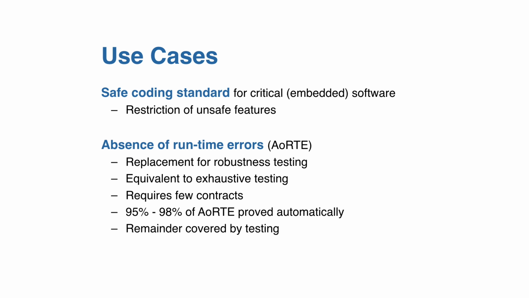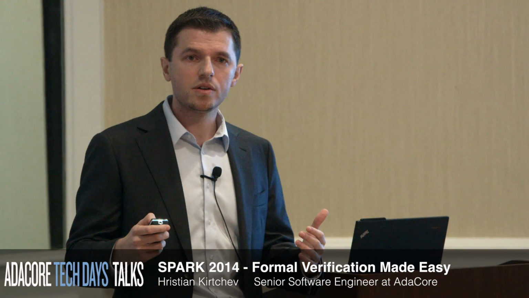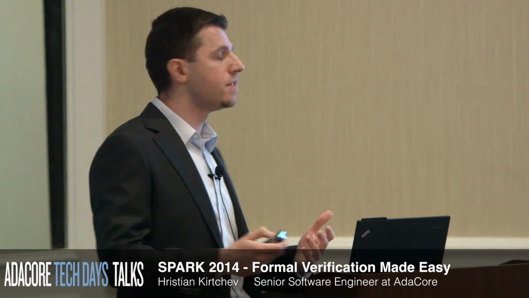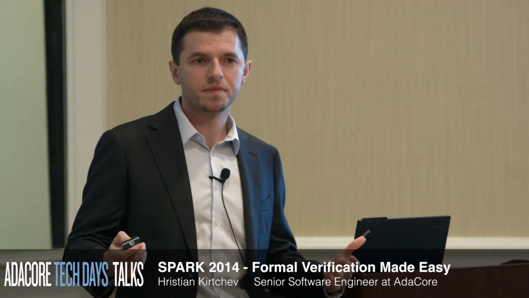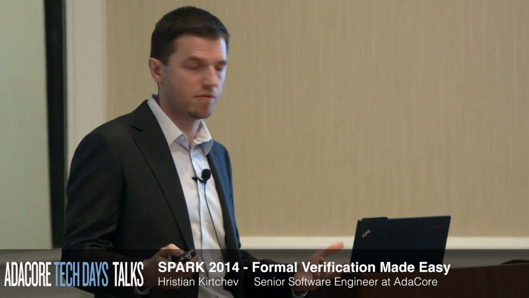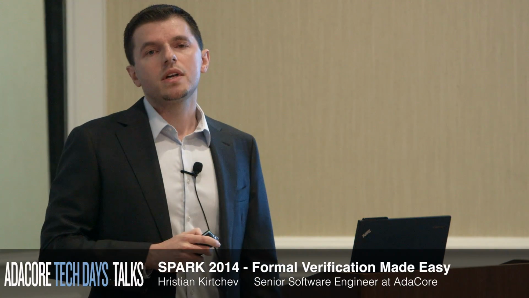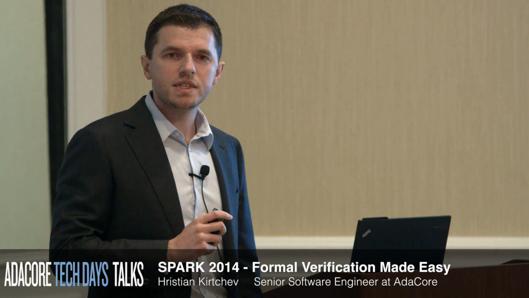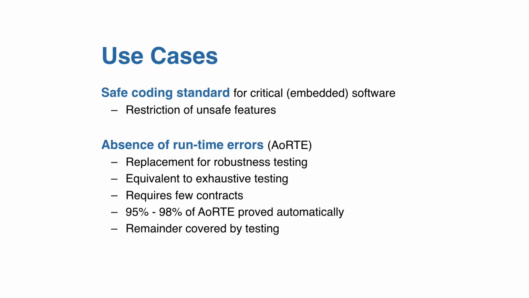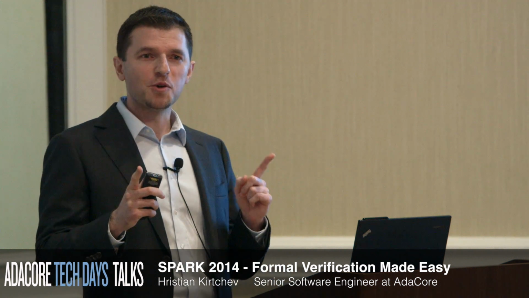Now this is a very important type of proof, because once you achieve absence of runtime errors, you can throw away any kind of exhaustive or robustness testing. So think about it. What impact does this have? Achieving AoRTE really requires a few contracts. From the previous example, pre, post and contract cases. So you actually need very little to achieve this kind of property. Oh, and full flow analysis, by the way. The success rate of AoRTE is in the 95 to 98 percentile, assuming all of your code is in SPARK.